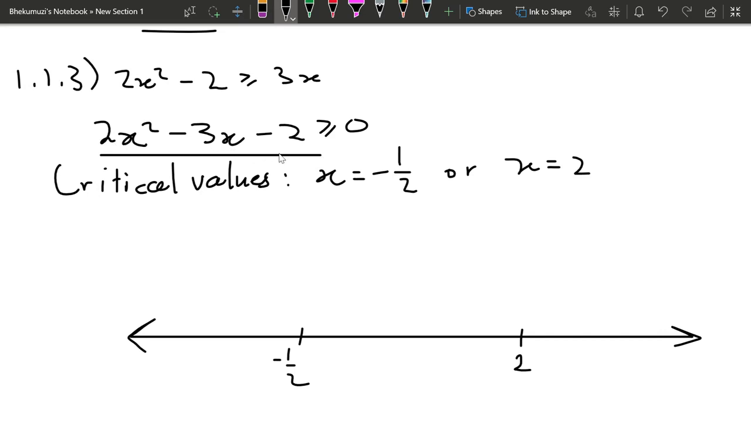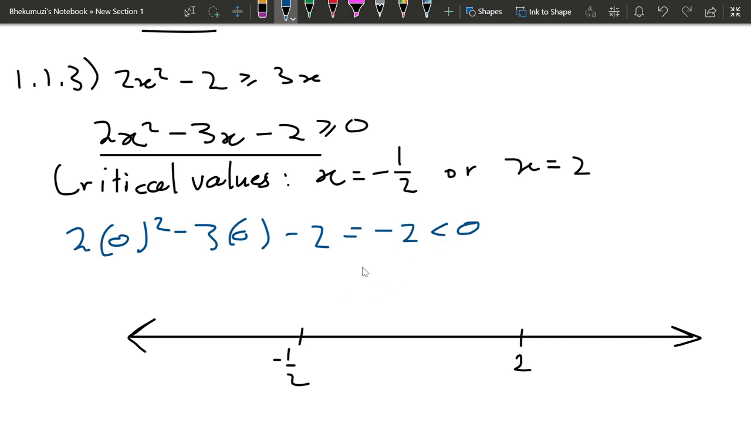We want to see whether it gives us a value that is negative or positive, right? So in this case, it's 2 times 0 squared minus 3 times 0 minus 2. But 2 times 0 to the power 2 is just 0, negative 3 times 0 is just 0, and then we get negative 2 as the final answer. But minus 2 is less than 0, and if it's less than 0, that means that in between negative half and 2, it's supposed to give us negative values, right?